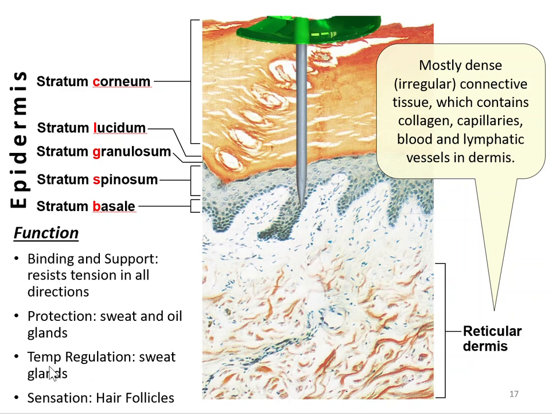There are some temperature regulation functions because, again, your sweat glands reach down to your reticular dermis, so that's where the production of the sweat is going to happen. And there are also some sensory functions because, associated with the hair follicles, we have hair follicle receptors in this area.